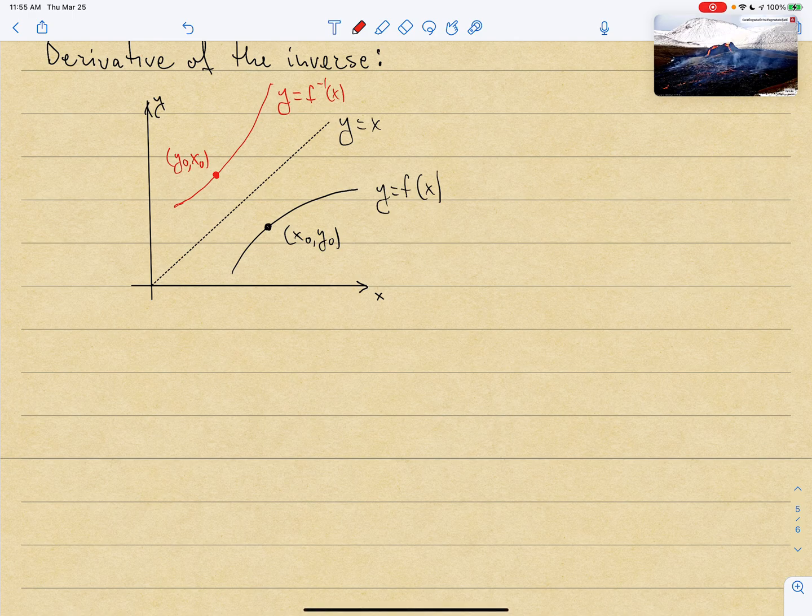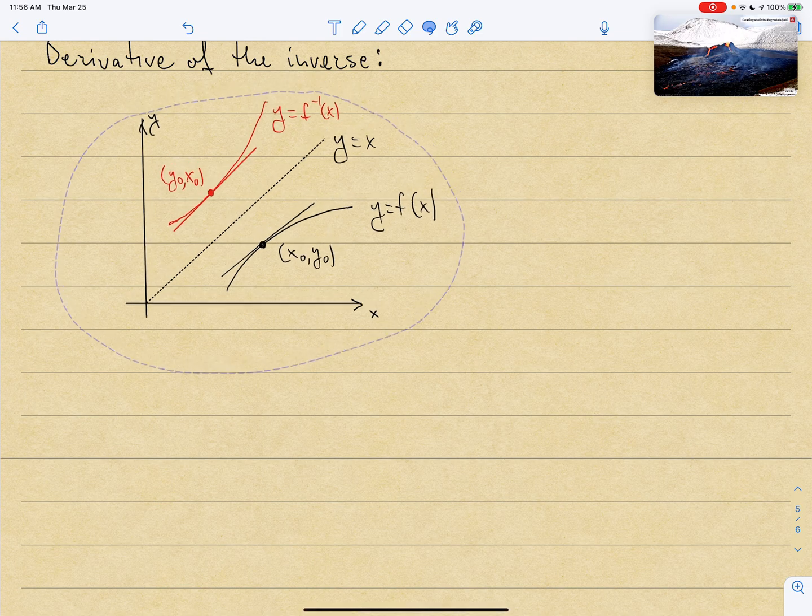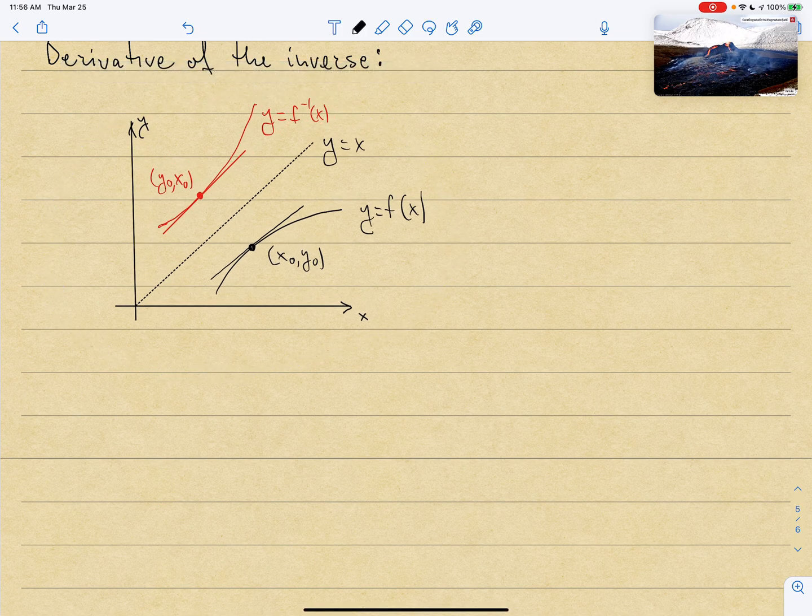Right? And then the slope of the tangent line to the red graph is going to be a reciprocal of the slope to the first graph, because basically in the red graph y plays the role of x and x plays the role of y, so dy/dx becomes dx/dy, so the derivative should be reciprocal. And from that we can obtain the following formula.